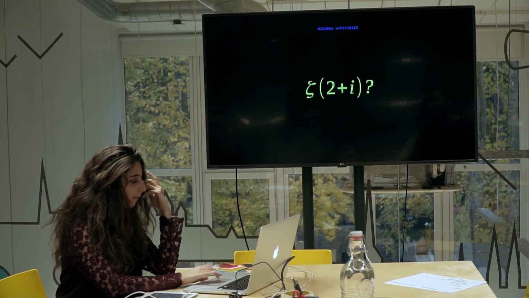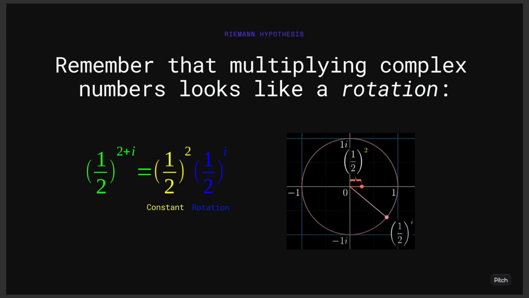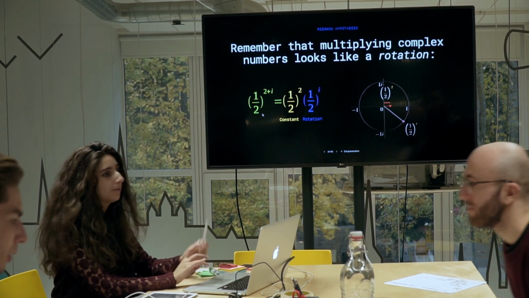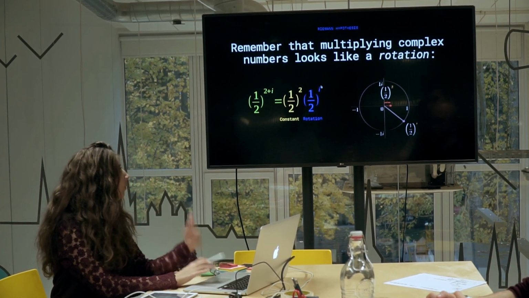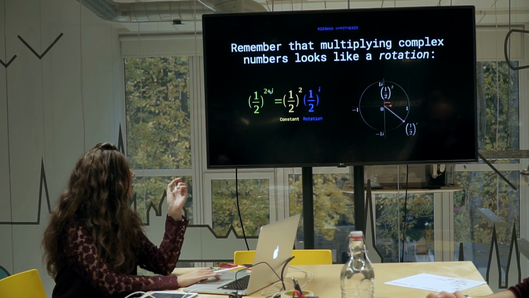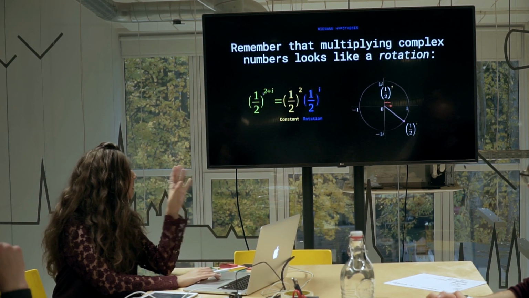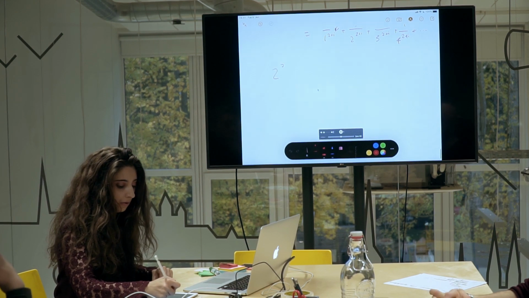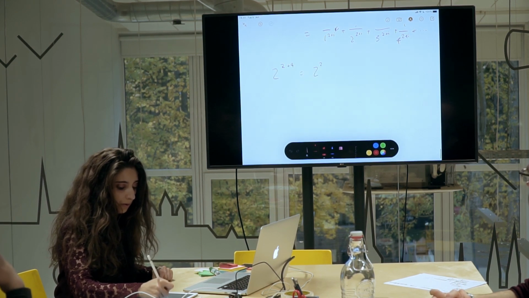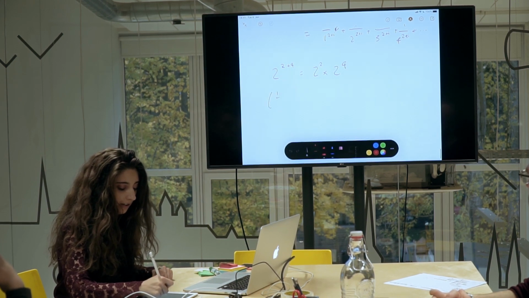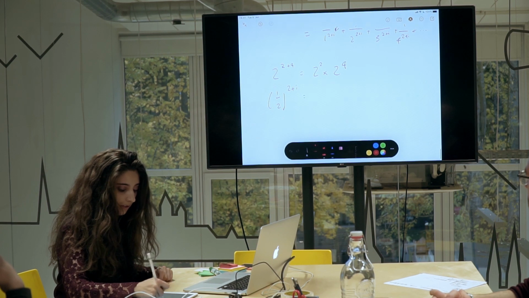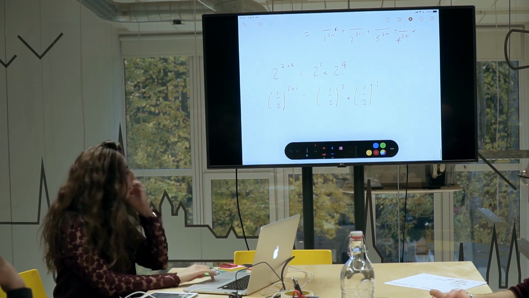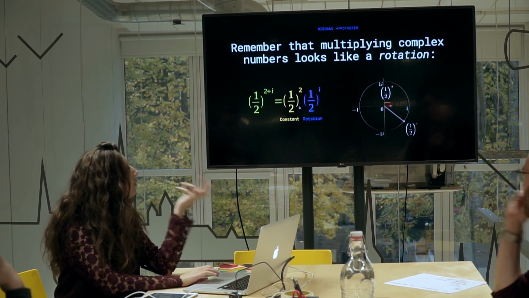First thing is to remember what I said about complex numbers being about rotations in the number plane. So if we look at an exponent like a half raised to the power of 2 plus i, there's this rule you may have seen in school where you can represent exponents of things added together as multiplication. What I mean by that is 2 to the power of 2 plus 4 can be written as 2 to the power 2 times 2 to the power 4. You can do the exact same thing in complex numbers. So it's equivalent to a half to the power of 2 times a half to the power of i.